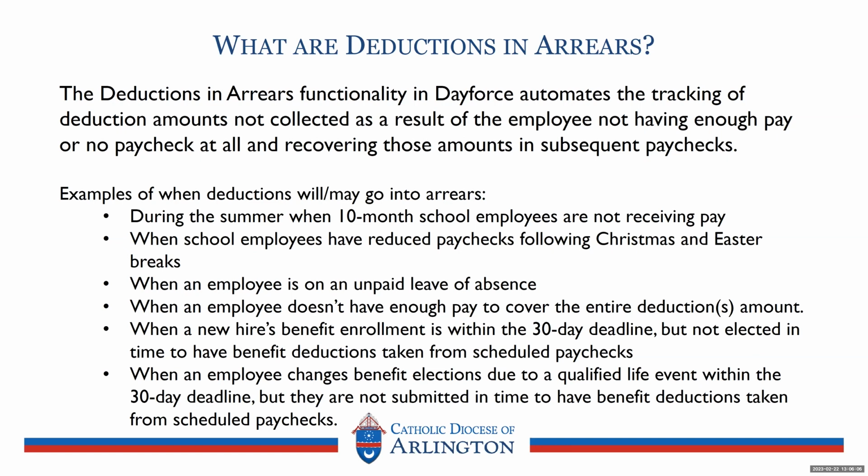And the same thing can happen when employees change their benefits due to qualified life events: birth of babies, marriages, divorces, and dependents turning age 26. All of those things allow employees to change their benefits outside of open enrollment, and they have 30 days to do so. But again, those changes are effective on the first of the month following that actual event. So sometimes by the time we get that information, we've already missed some paychecks. So this will help to collect those missed deductions, but in a more streamlined approach.